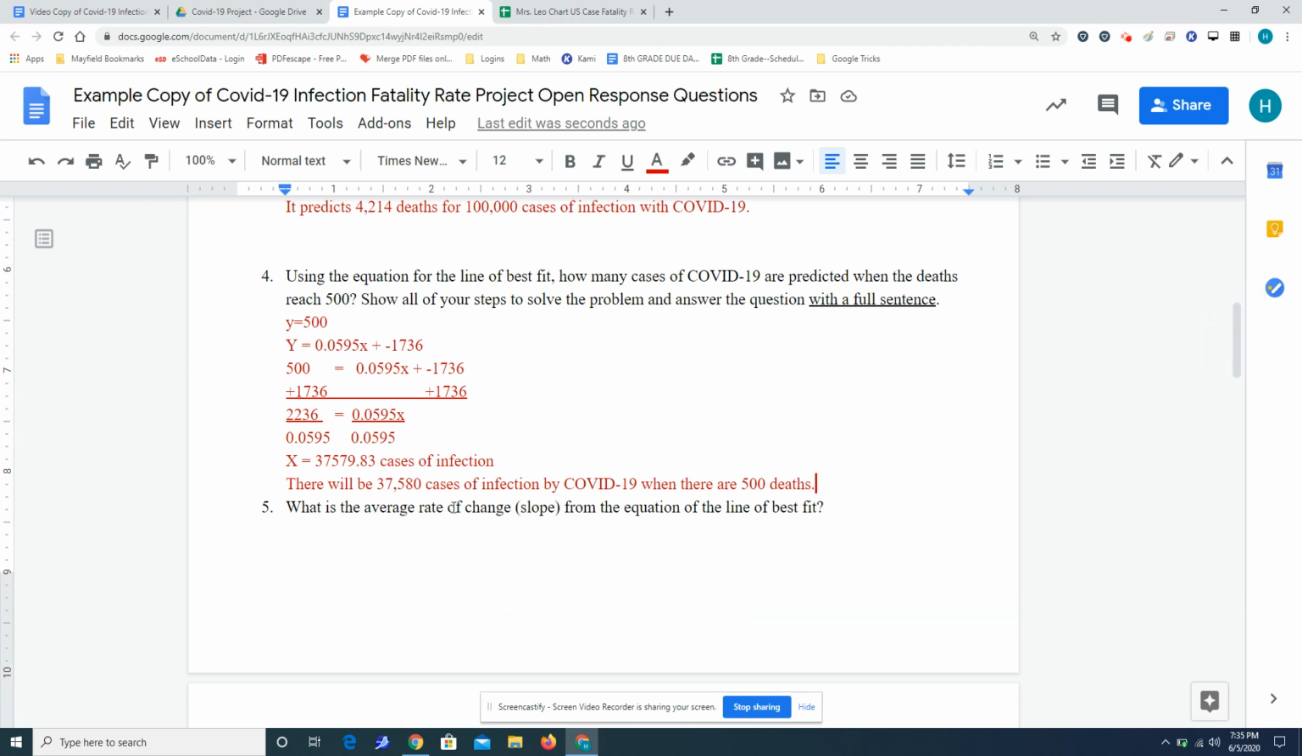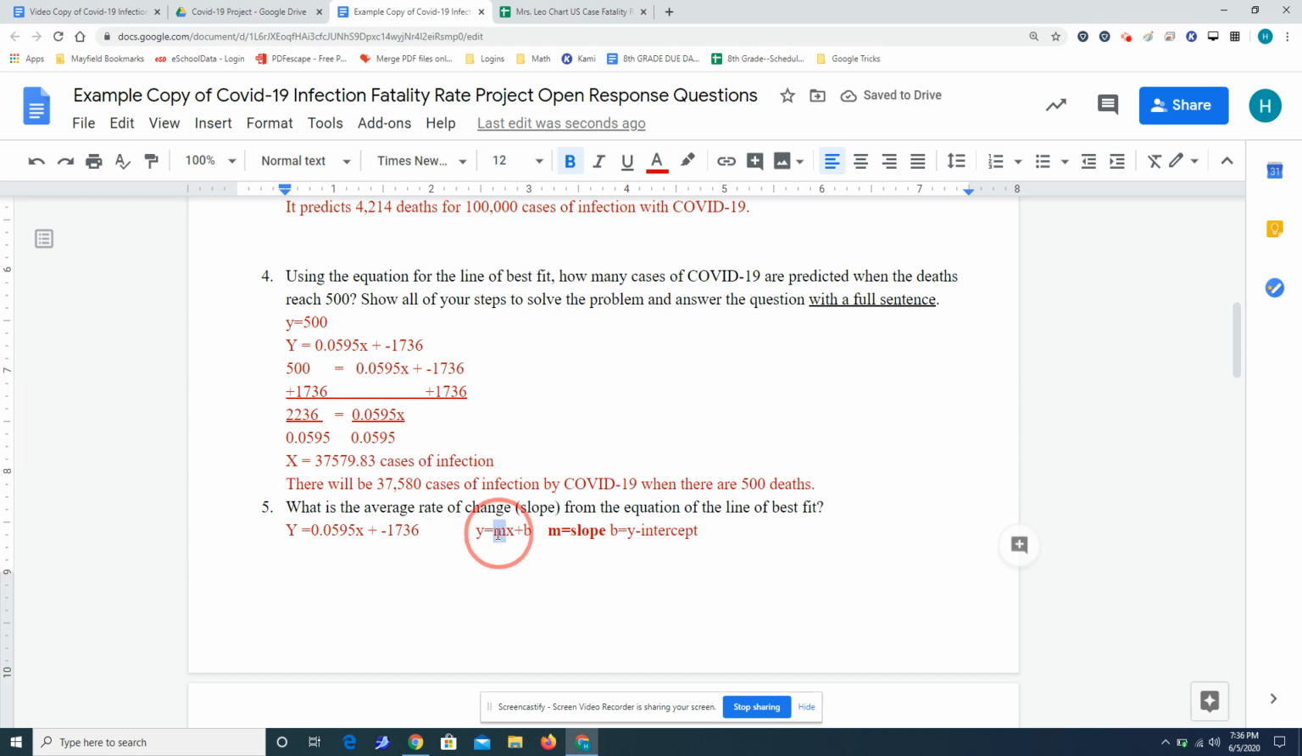All right, number 5, what is the average rate of change slope from the equation of the line? You don't have to write your equation again, but I'm going to put mine here so that I can make sure that you understand where I'm getting this from. And what you have to remember is y equals mx plus b, okay? And don't forget, m is equal to slope, b is equal to y-intercept, okay? So in this case, we're asking for what is the slope? I'm looking for slope, which is m.